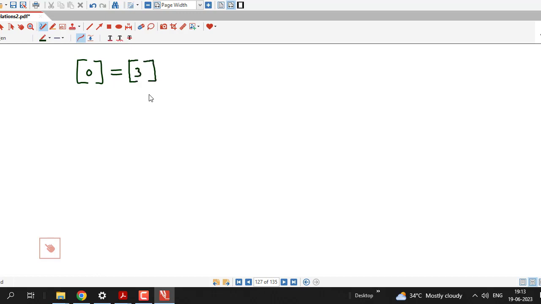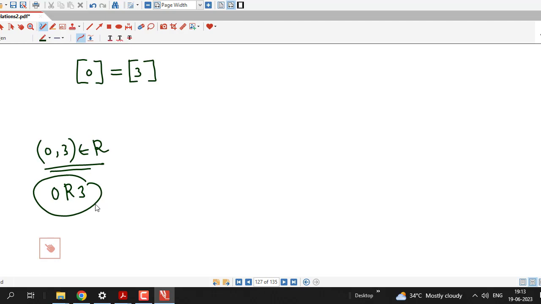Now you can see, if I consider the equivalence class generated by 0 and the equivalence class generated by 3, then these two are going to be the same, because 0 is related to 3. 0 minus 3, that is minus 3, is divisible by 3. Therefore 0 and 3 are related, and therefore the equivalence classes of 0 and 3 are the same. Same thing for all these multiples of 3. So all these equivalence classes are going to be the same.